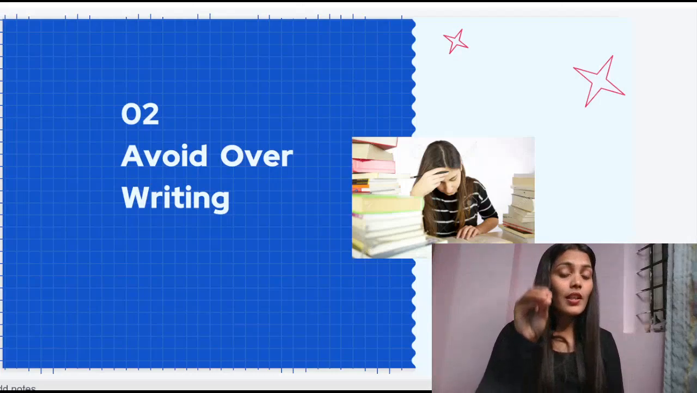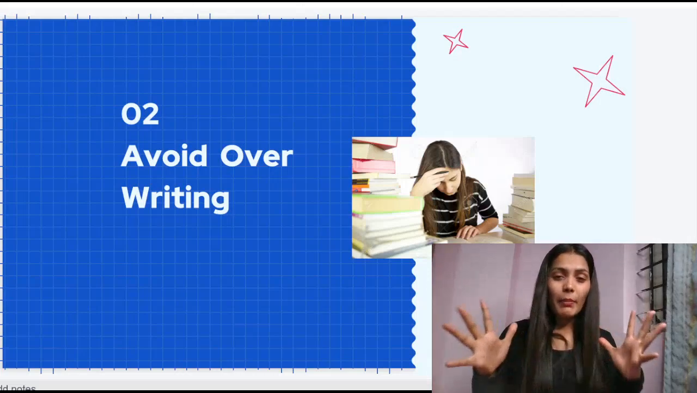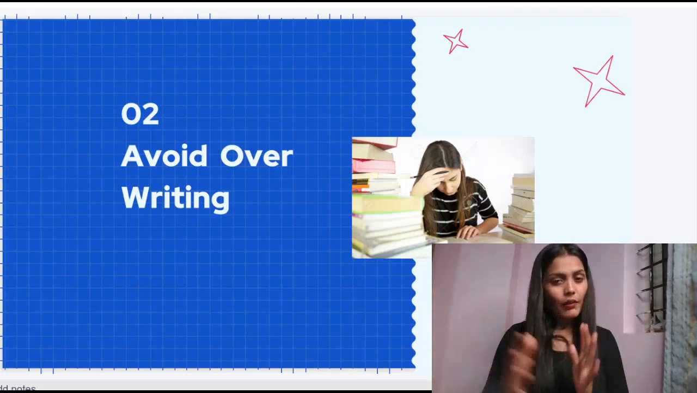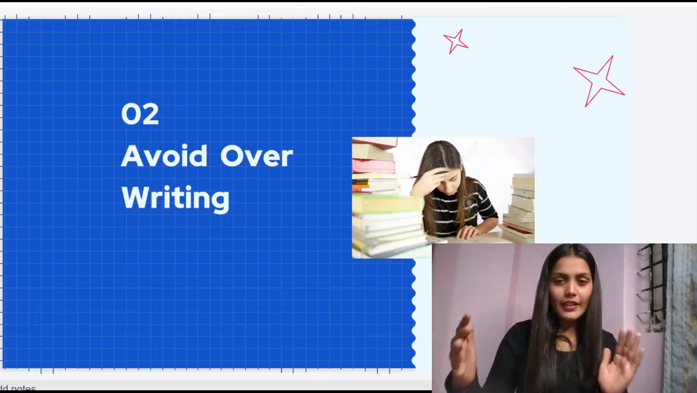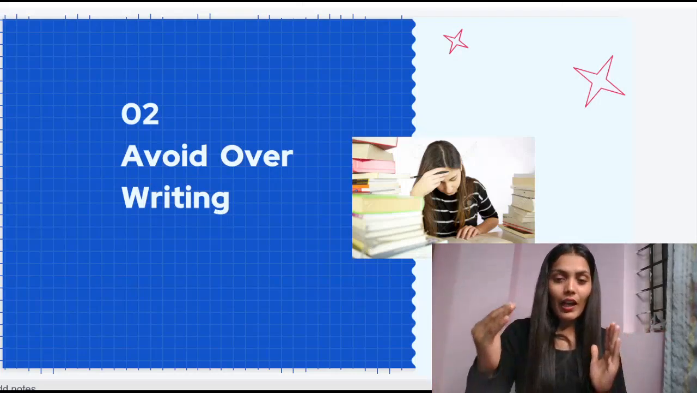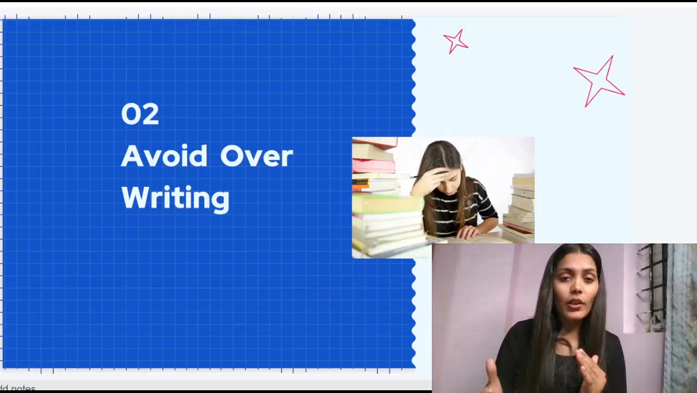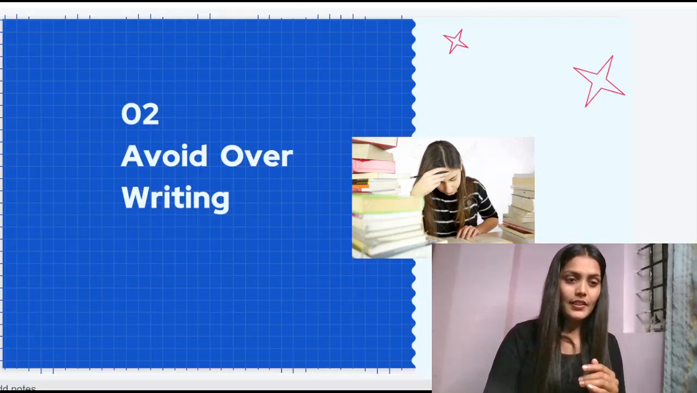So instead of writing 2 pages of answer for 1 mark, just go for 3 or 5 lines and you will be getting that 1 mark. Okay, so avoid overwriting things. Don't write much for one score. If you're getting a 5 marks question, definitely go for 5 pages or 3 pages, but don't write lengthy answers for the 1 mark question. So write answers according to the marks given. Okay, so here's the second tip.